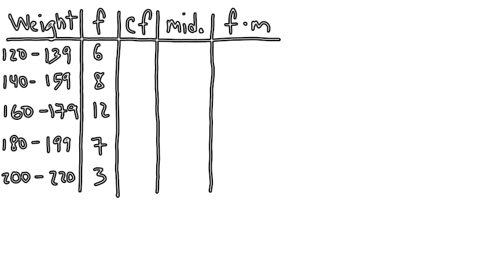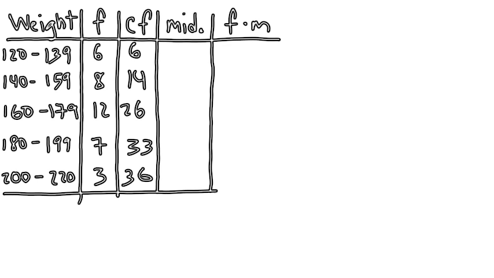So let's begin by calculating the cumulative frequency. So this is going to be 6. 6 plus 8 is 14. And then 14 plus 12 is 26. 26 plus 7 is 33. And 33 plus 3 is 36. And if we take the sum of the frequency values, that should give us 36 as well, which we can put down here.